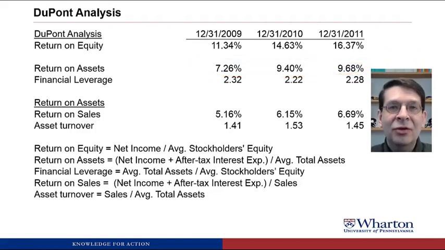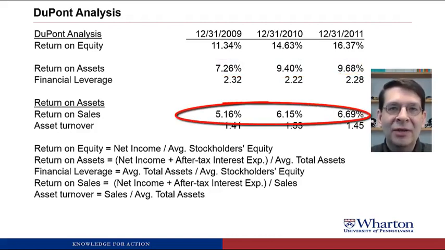Now let's look at the two drivers of return on assets, return on sales and asset turnover. We see another increasing trend in return on sales, which means that Plainview sales have become more profitable over this period. ROS has gone from 5% to almost 7%. So each dollar of sales now generates almost 7 cents of net income instead of 5 cents. What's 2 cents? Well, if you multiply that times 100 million in sales, it adds up pretty quickly.